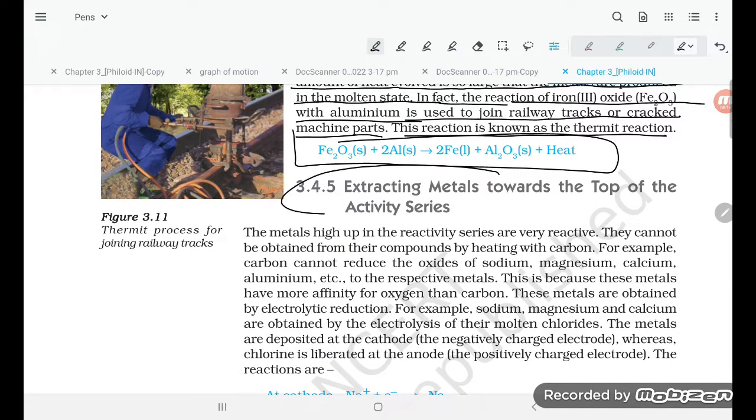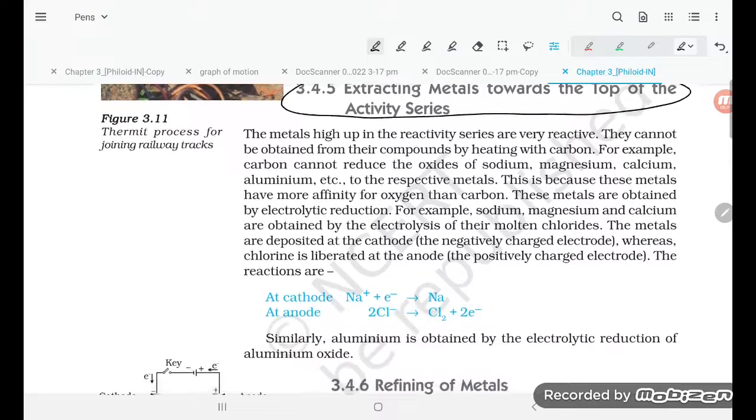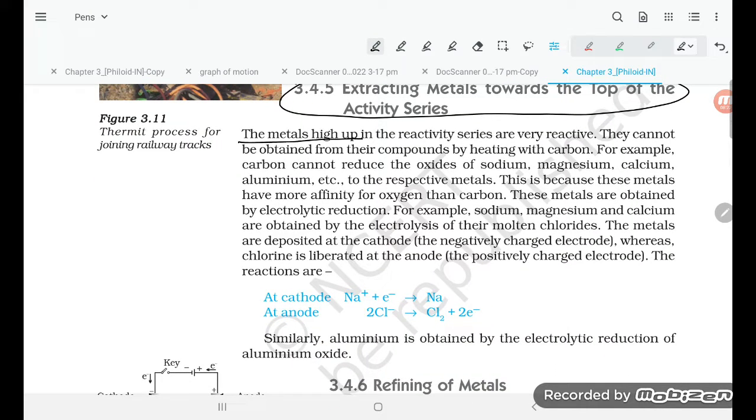Extracting metals towards the top of the reactivity series. The metals high up in the reactivity series are very reactive. They cannot be obtained from their compounds by heating with carbon. For example, carbon cannot reduce the oxides of sodium, magnesium, calcium, aluminum, etc.